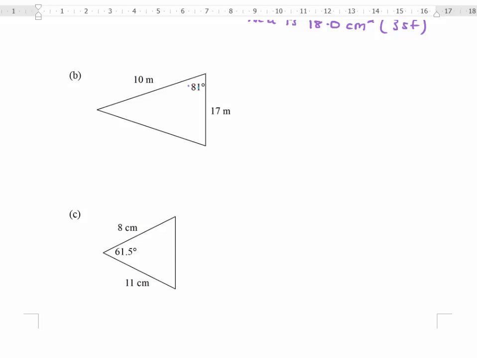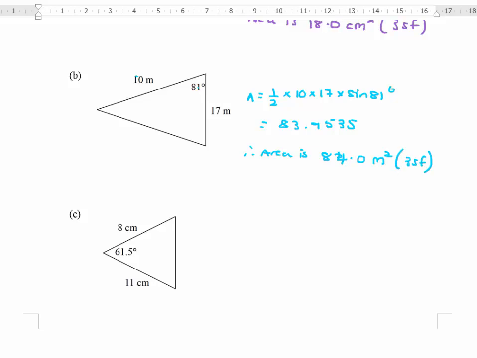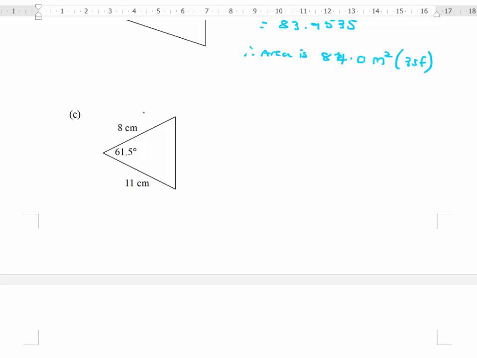Here's another one, angle, two sides on either side, so area is a half times 10 times 17 times sine of the angle. And we pop it all in our calculator, we get 83.9535. So therefore the area is 84.0 metres squared to three significant figures. So remembering that we're always rounding to those three sig figs.